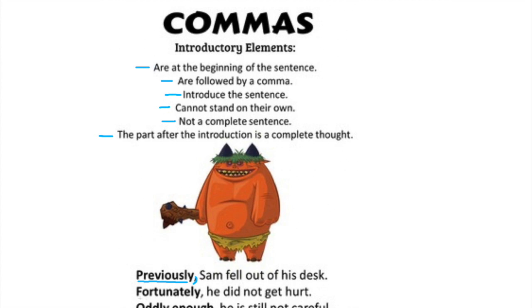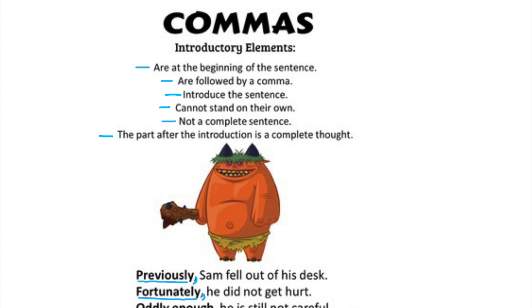The next introductory element that we have is the word fortunately. So we have it beginning the sentence. It's one word in this case. It's followed by a comma, and it introduces the next part of the sentence. So fortunately, he did not get hurt.